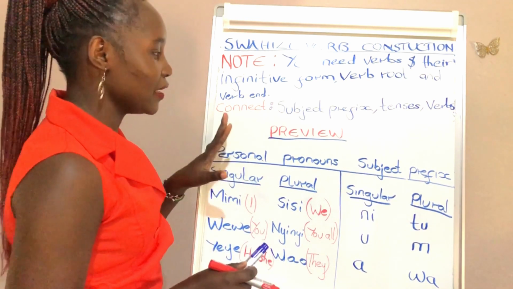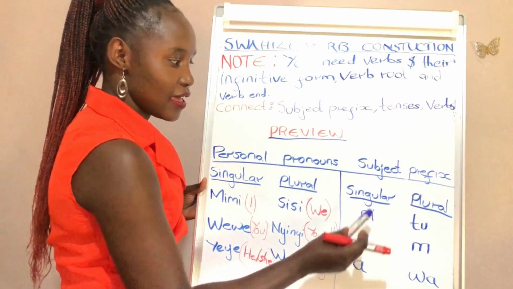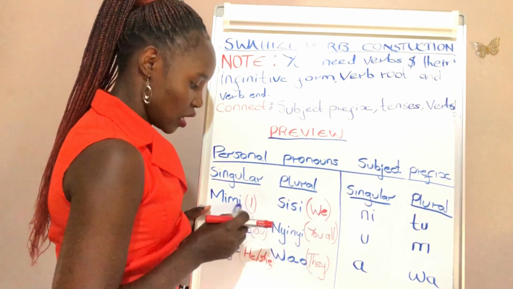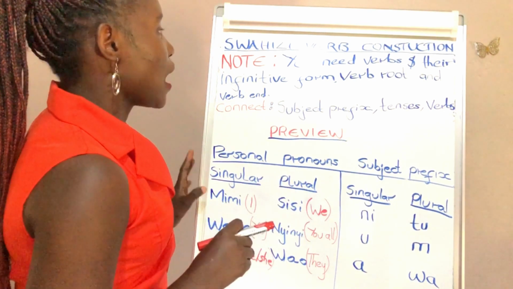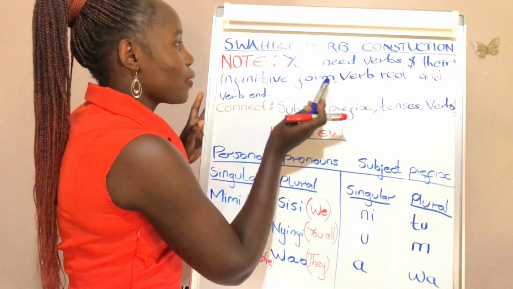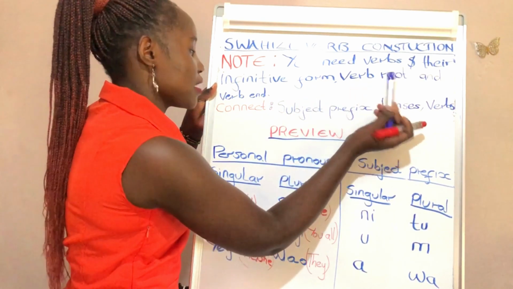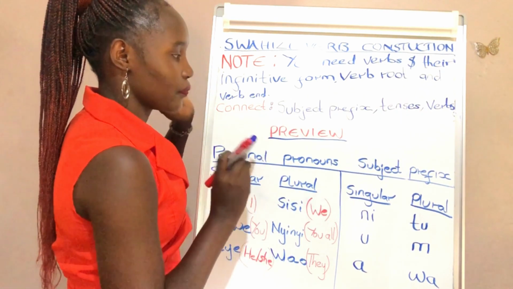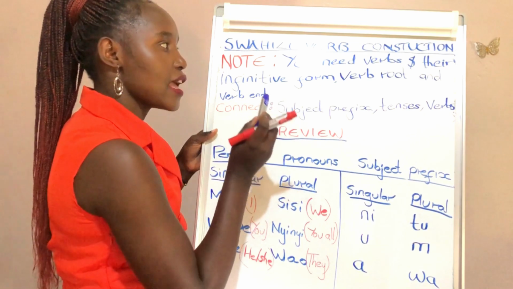Alright, so for today, since we already know the pronouns and the prefixes, and as we said, the subject prefixes can stand in for the personal pronouns wherever we are not using the personal pronouns. So now, we have important points to note today before we start. For verb construction, you need their infinitive form, we need a verb root, and we need the verb end. And this is what we are going to look at today, one by one, and be able to form our verbs and construct a sentence.